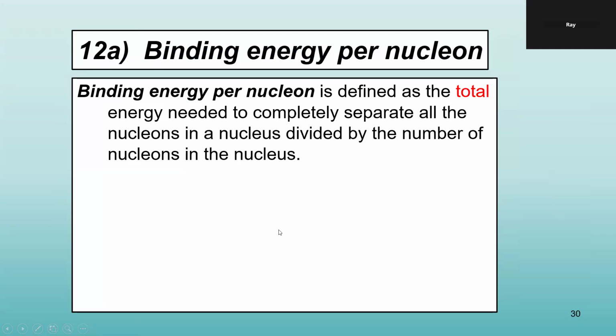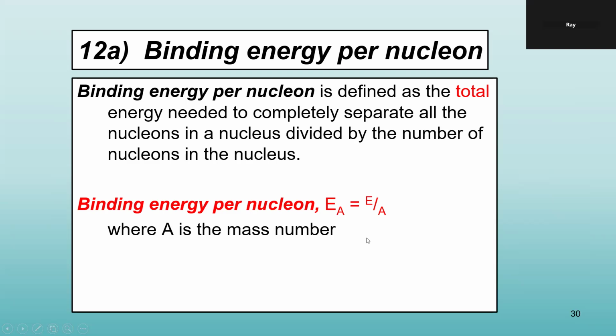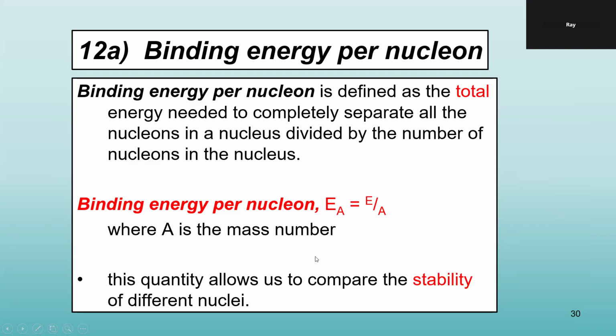Binding energy per nucleon is defined as the total energy needed to completely separate all the nucleons in the nucleus, divided by the number of nucleons in the nucleus. So it's basically binding energy divided by the number of nucleons, A, where A is the mass number. This quantity allows us to compare the stability of different nuclei.